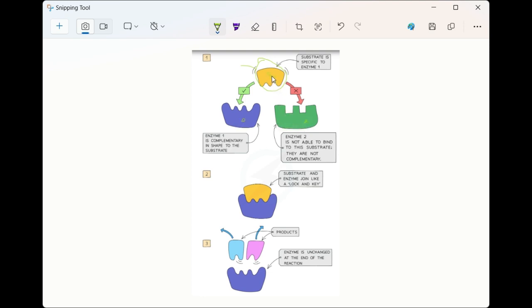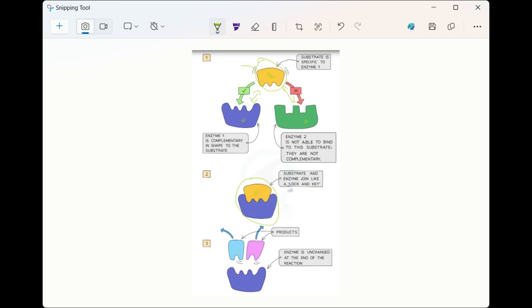Our yellow substrate can only bind to the blue enzyme because their shapes are complementary, meaning they can fit together. So the enzyme needs to have a complementary shape to the substrate originally. And you can see with this green one, it will not fit together, so it won't work. Once the enzyme and the substrate come together, this yellow substrate will break down into its products.